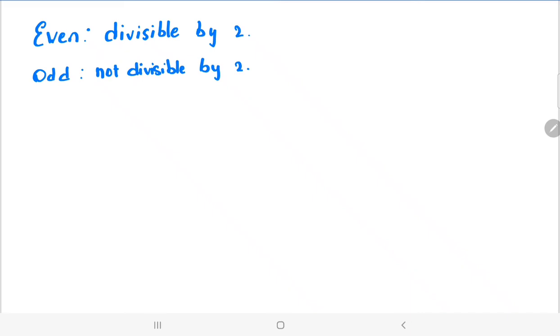So students, when any number is divisible by 2, it is known as even number, and when any number is not divisible by 2, it is known as odd number. Based on these definitions of even and odd numbers, let us see few examples now.